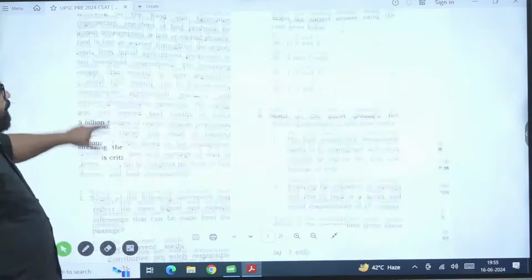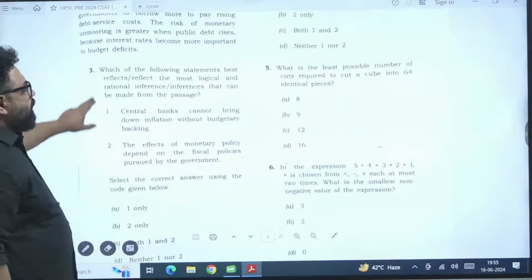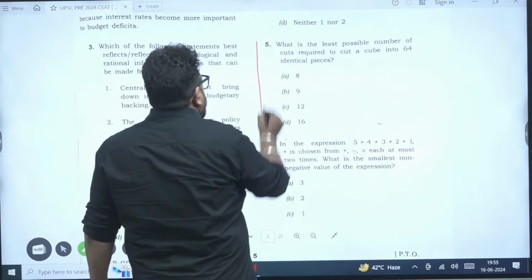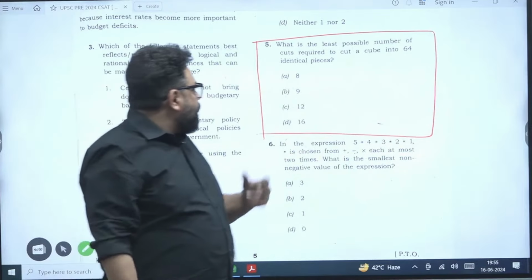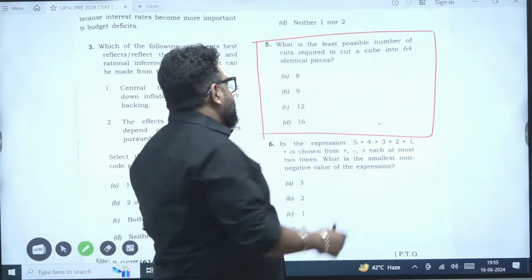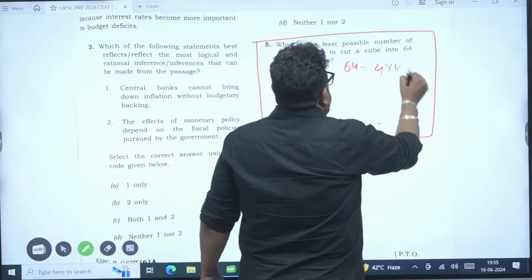So I am going directly to the reasoning and aptitude part. See, question number 5. He says, what is the least possible number of cuts required to cut a cube into 64 identical pieces, right? So 64 is 4 into 4 into 4.